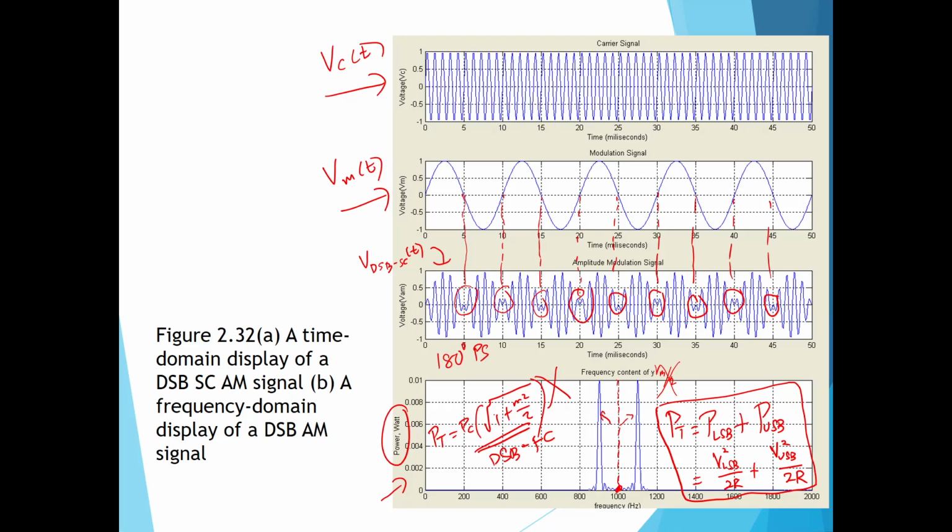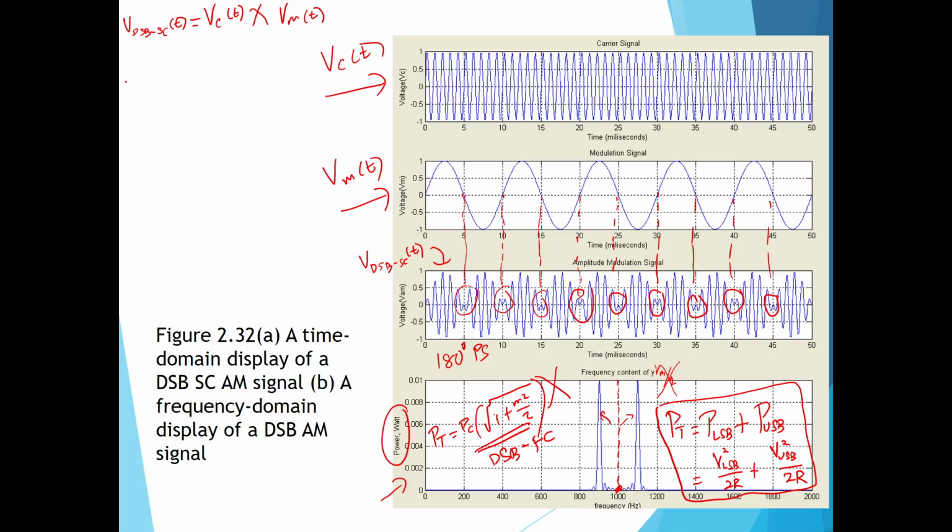So how can we find the equation for double sideband suppressed carrier? So the equation is actually like this. V DSBSC as a function of time is actually equal to VC(t) multiplied with VM(t).